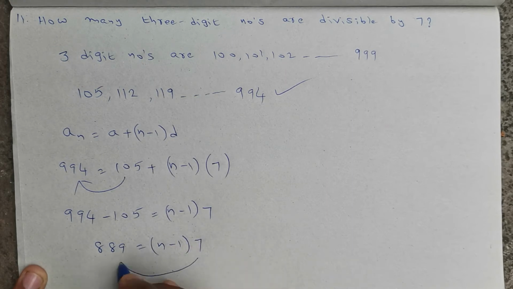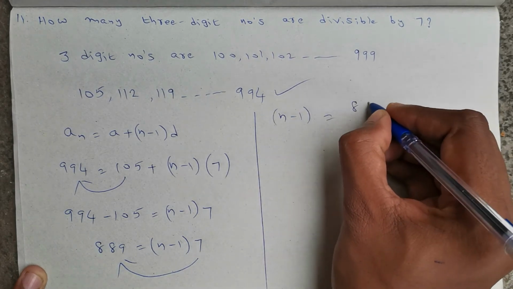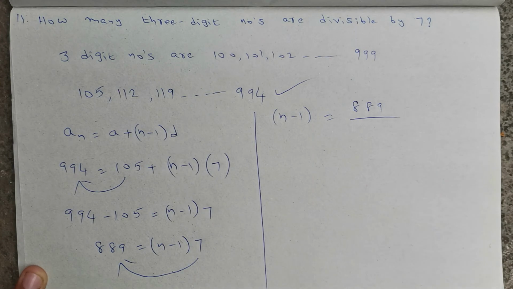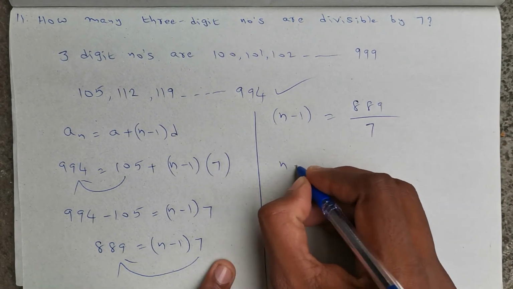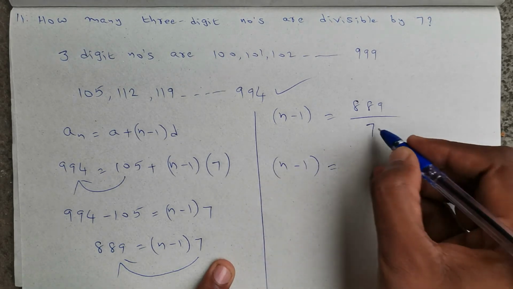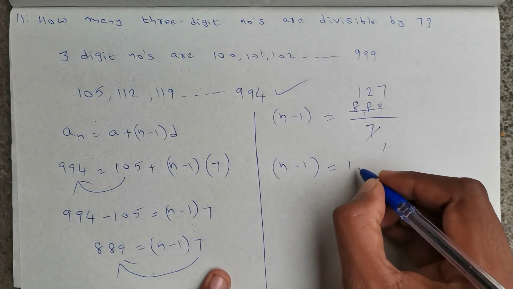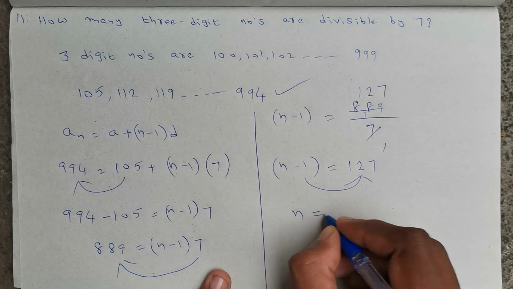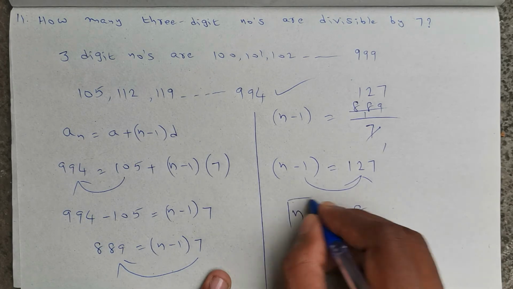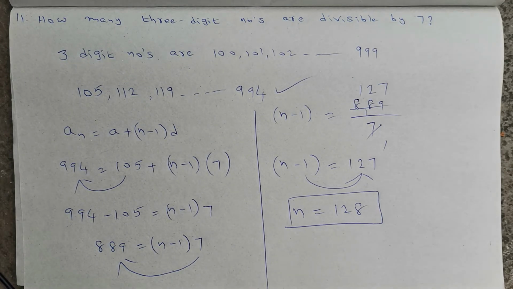Now I will take this 7 also to the left side, so we get n minus 1 is equals to 889 divided by 7. So n minus 1 is equals to, 7 cancel, 7 1s are 7, 7 2s are 14, 7 7s are 49. So 127. Now minus 1 I will take to the right side, it will become plus 1. So n is equals to 128. So 128 3-digit numbers are there which are divisible by 7.